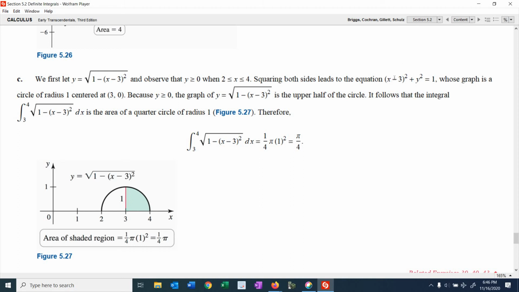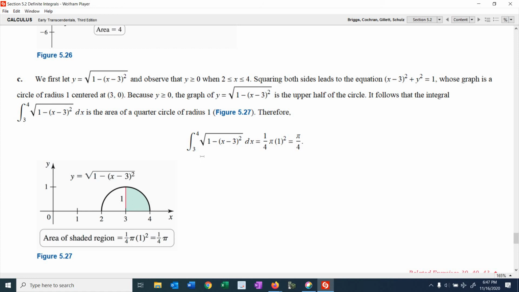That's the equation of a circle. It's a circle centered at the point (3, 0) with a radius of 1. Okay, (3, 0) is right here, so that's the center of your circle. And then if it has a radius of 1, the circle would look like this. Now, the graph is actually a semicircle, right? The graph of this square root is the upper part of the circle.